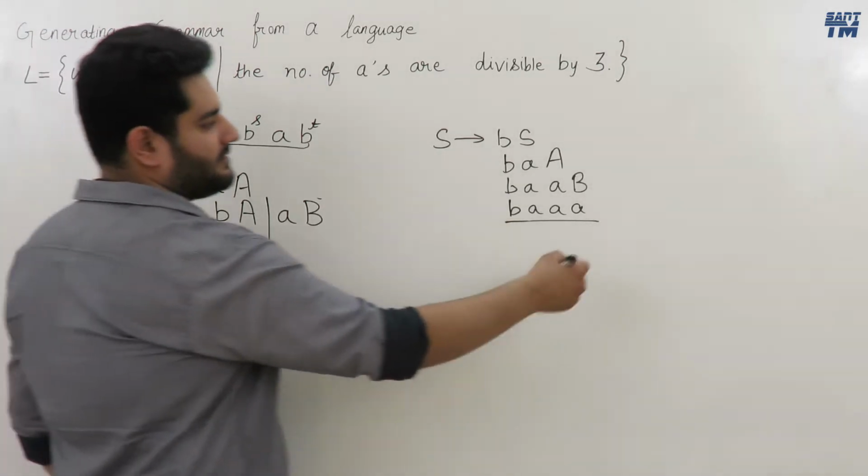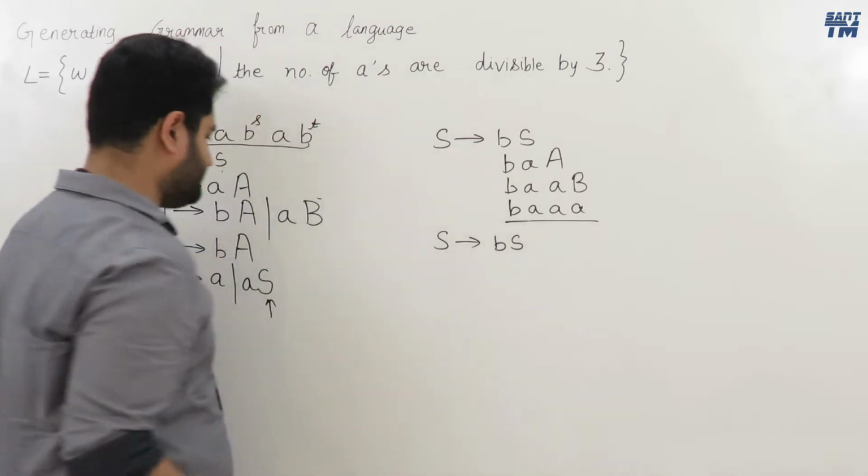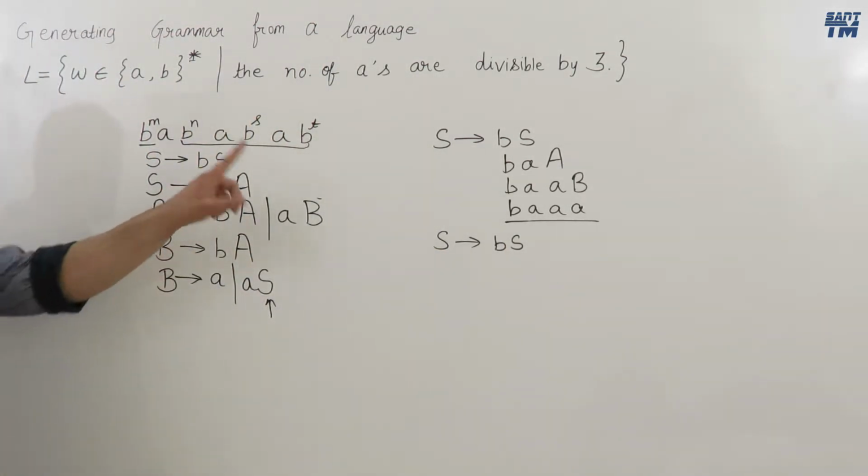Consider one more example. Let us derive one more string. S derives, let us start from BS, and in place of this S, let us say we substitute BS again.